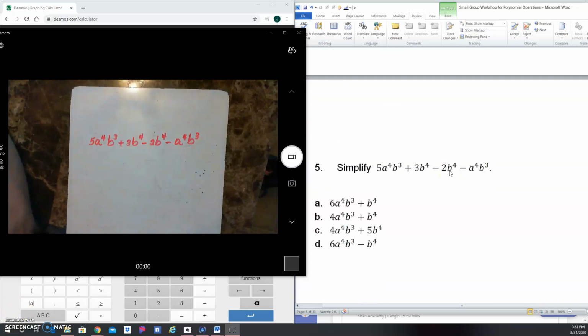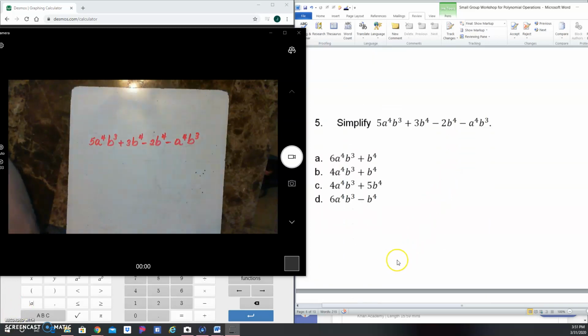Alright, let's now go to example number 5. It says simplify this expression. So 5a to the 4th, b to the 3rd, plus 3b to the 4th, minus 2b to the 4th, minus a to the 4th, b to the 3rd. So again, no strategy for decimals that I know of, so we're going to do this by hand.